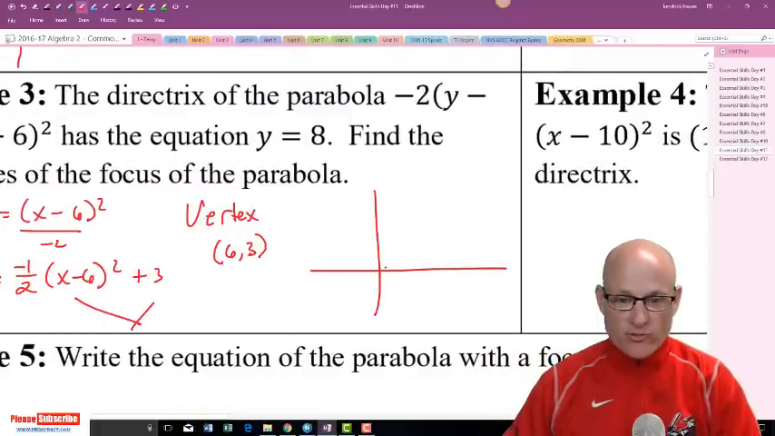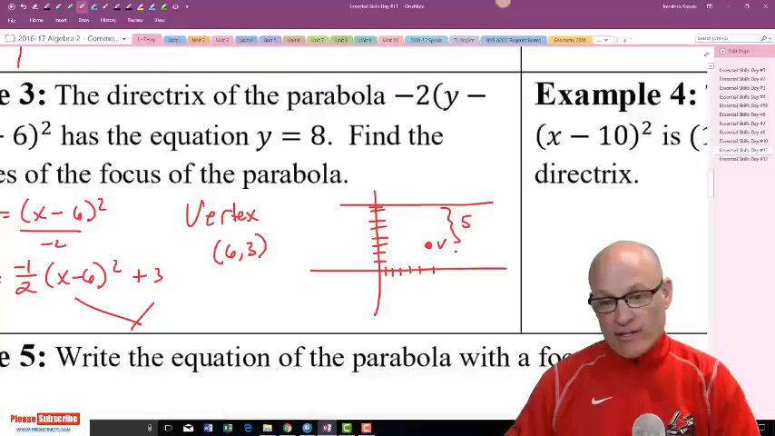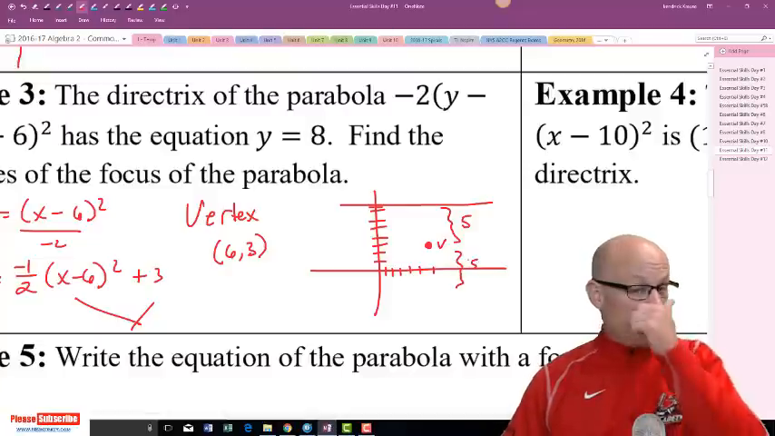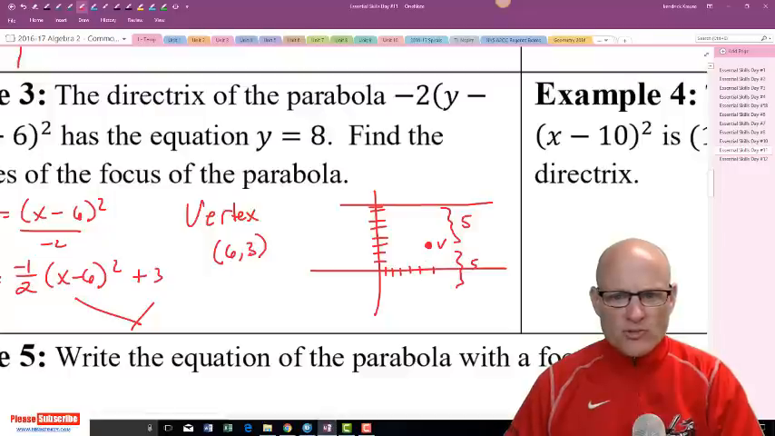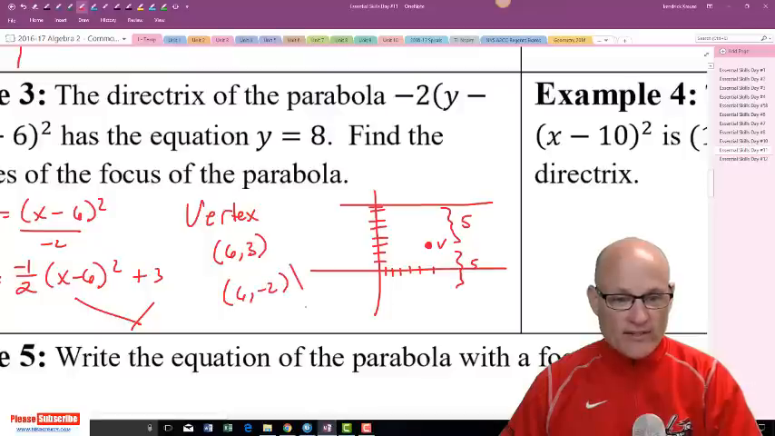So now I know the equation of my directrix and I know the vertex. The vertex is (6, 3). That's the vertex. My directrix is y equals 8. For a difference of 5 this way, that means I have to go 5 down this way. Now I'm going to show you a nice cheat on this one too. So 5 down from this would be (6, -2). So that's the answer to this question.